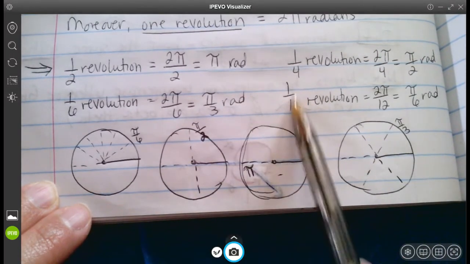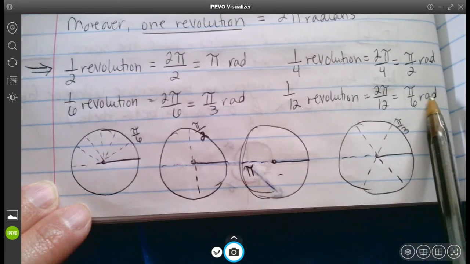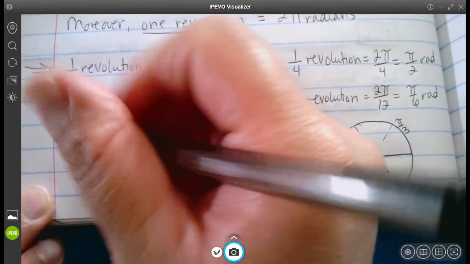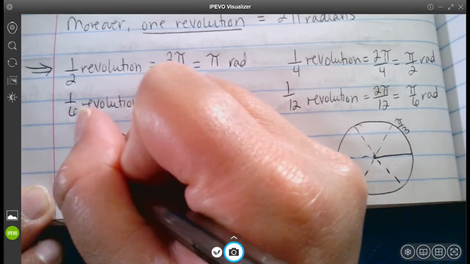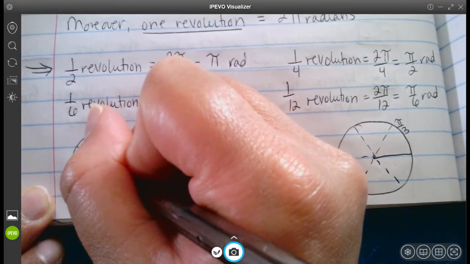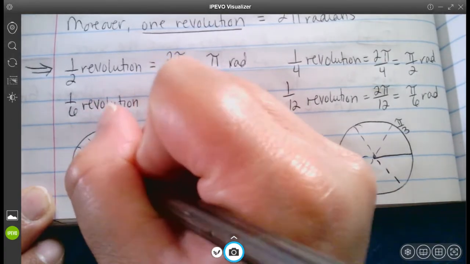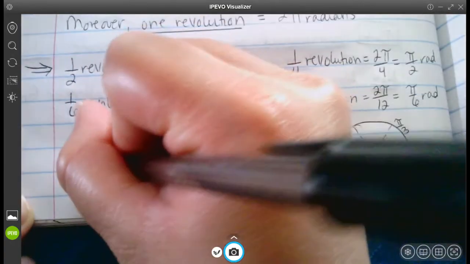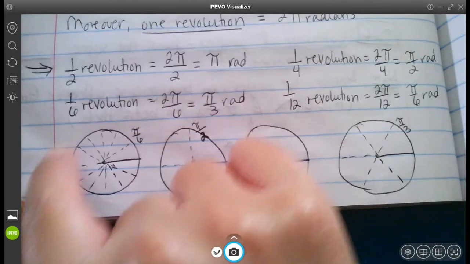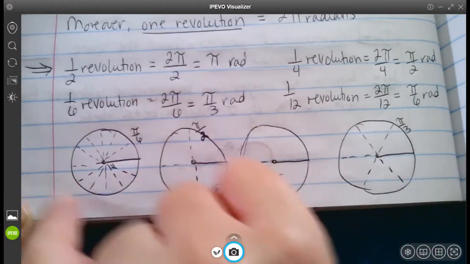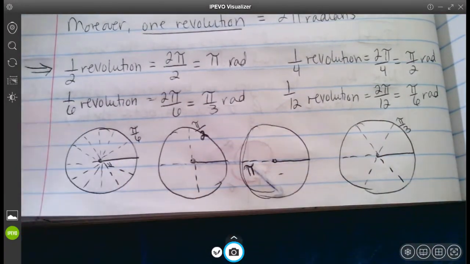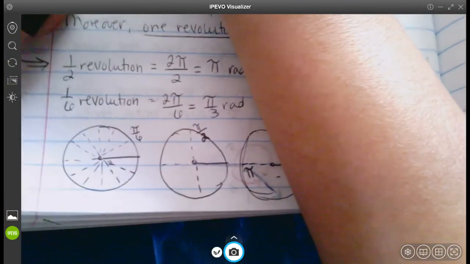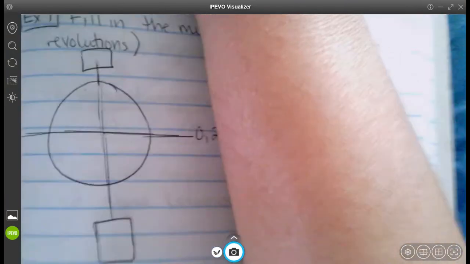Okay, and finally 1/12 comes out to pi over 6. I didn't completely do this one, but if we subdivide this one, I always have a hard time doing this one. We will have 12 pieces, and each of them is pi over 6 worth of a measure. Okay, so just a few visual examples of the ones we're going to mainly see in this class.